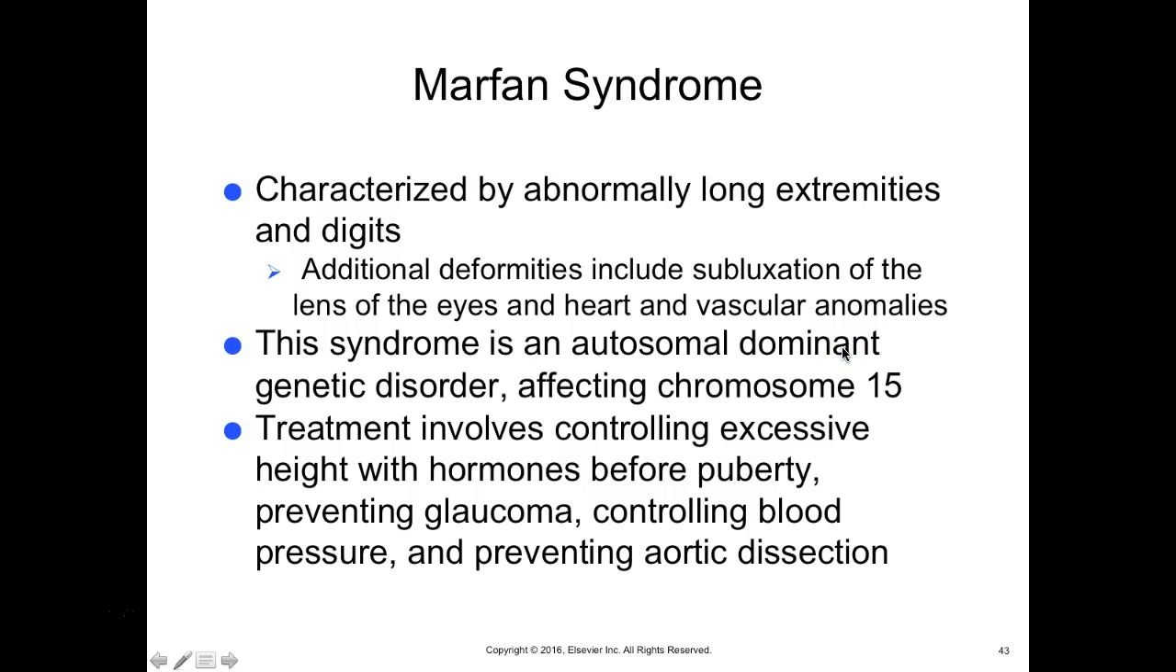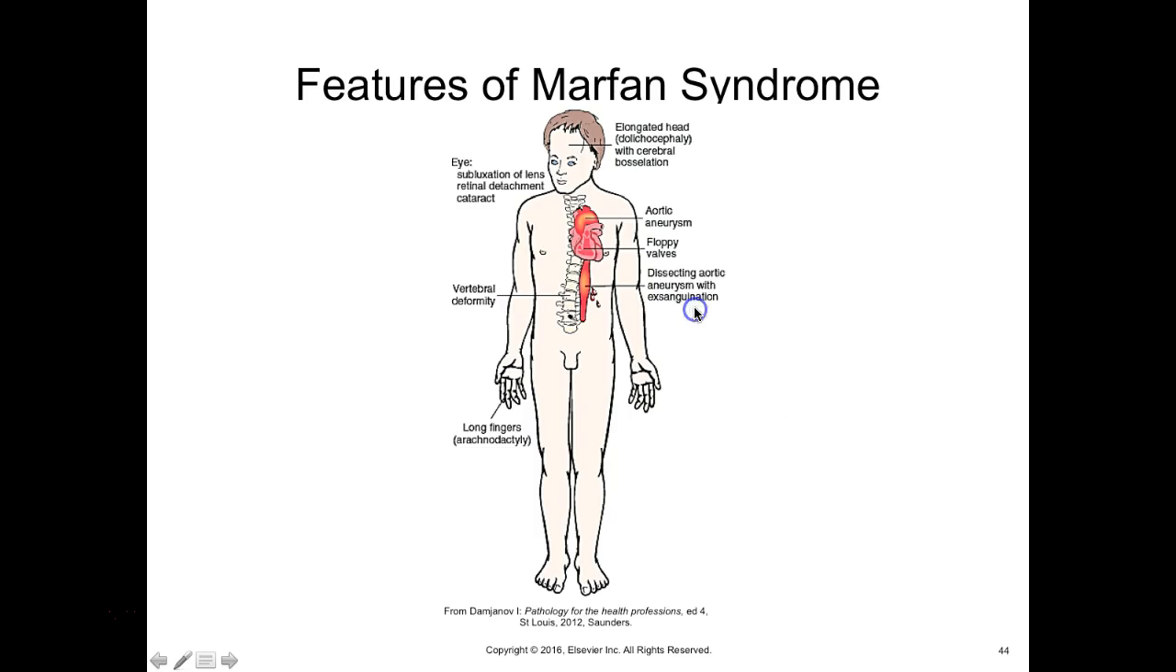Marfan syndrome. So this is characterized by abnormally long extremities and digits. So there's other deformities such as subluxation of the lens of the eyes, the heart and vascular anomalies. The syndrome is an autosomal dominant genetic disorder affecting chromosome 15. So treatment involves controlling excessive height with hormones during or before puberty, and then preventing glaucoma, controlling blood pressure, and preventing aortic dissection. So this picture shows some of the features of Marfan syndrome.